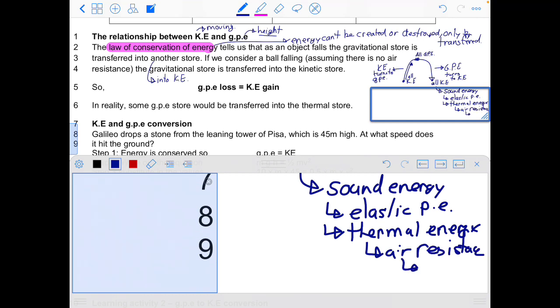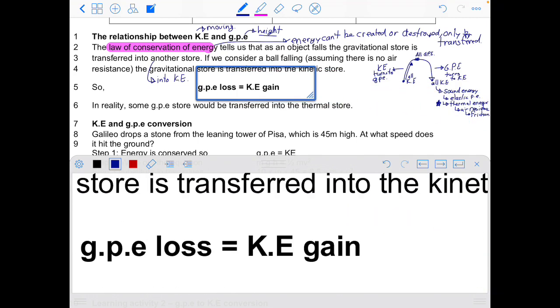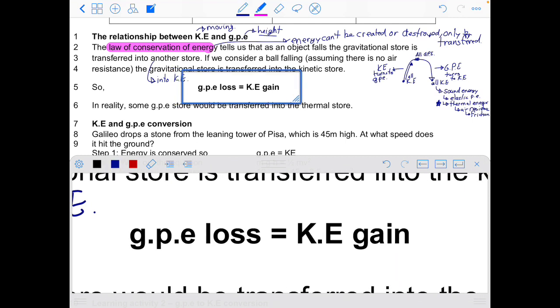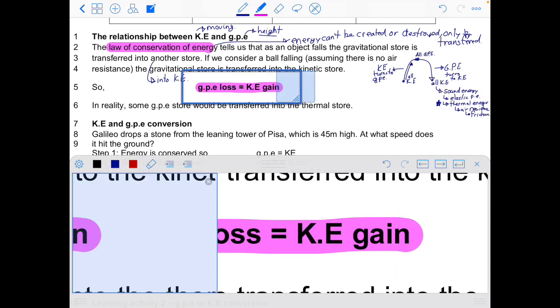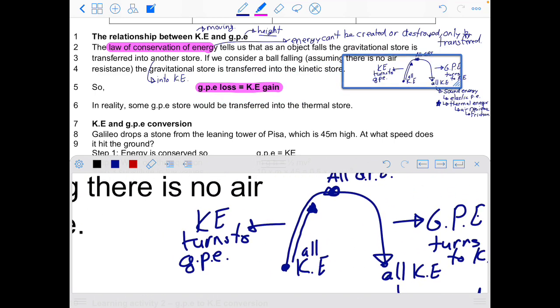And hopefully you remember air resistance is just friction, the friction force. And we know that friction, it's friction with the air. Friction creates heat. So when you rub your hands together, that friction creates heat. So all energy ends up turning into thermal energy in the universe. That's what they call the thermal heat death of the universe, that all energy eventually will turn into thermal energy. So the gravitational potential energy that's lost is the kinetic energy that's gained by that ball as it falls down.